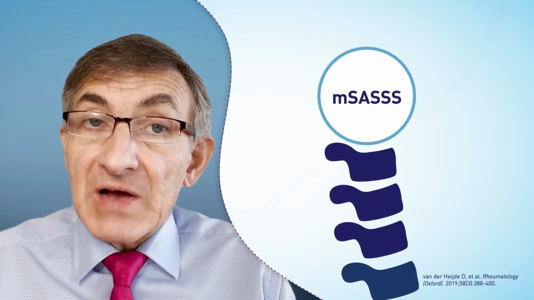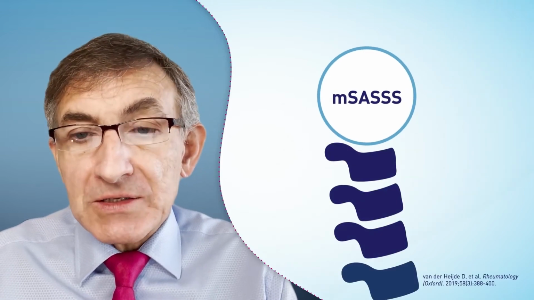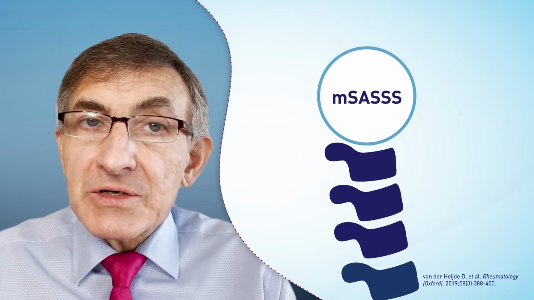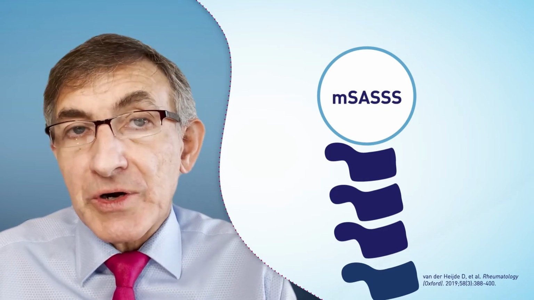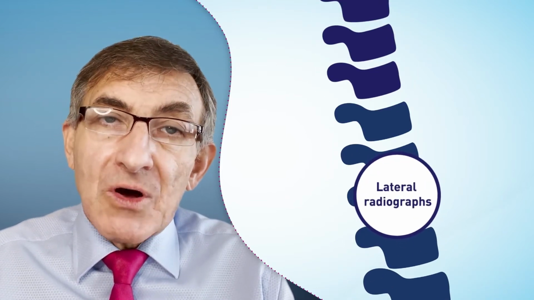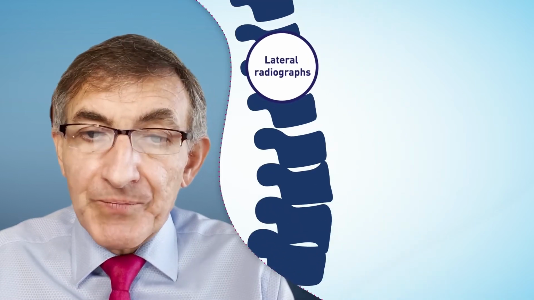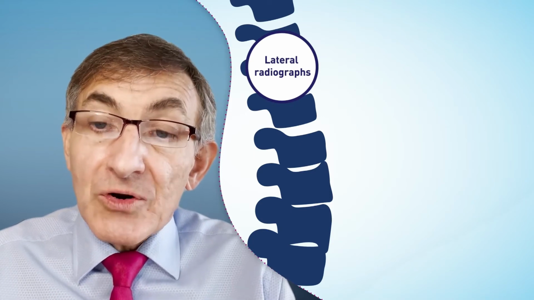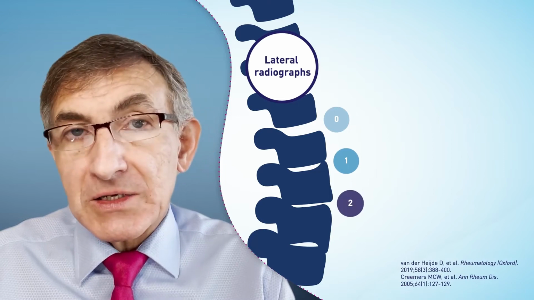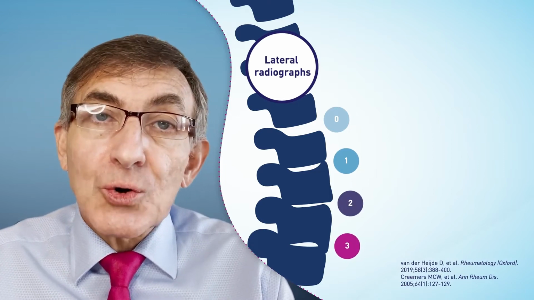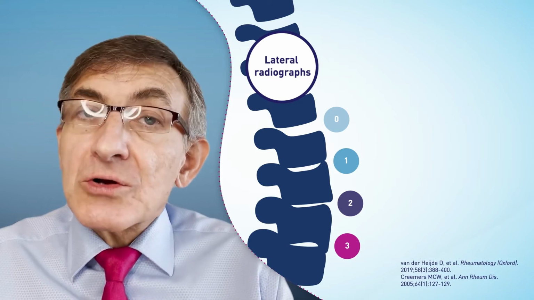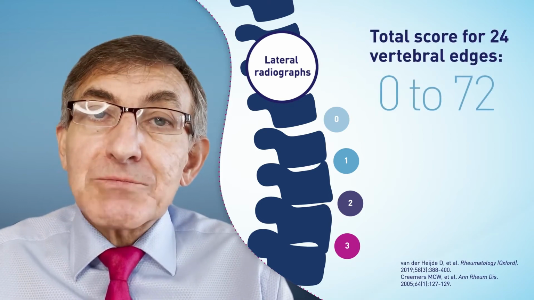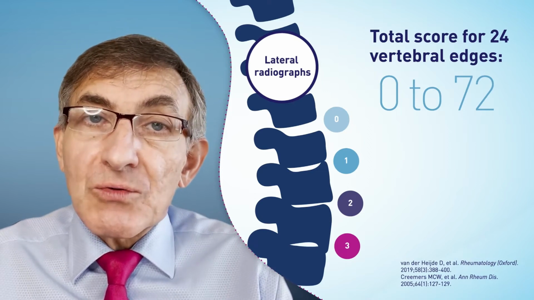For patients with radiographic axSpA, the mSASSS is a validated and widely used assessment that evaluates the severity of structural damage and progression of radiographic changes. The mSASSS requires lateral radiographs of the lumbar and cervical vertebrae and scores each upper and lower anterior vertebral corner from 0, indicating no abnormality, to 3, indicating total bony bridging. Across the 24 vertebral corners, the mSASSS total score ranges from 0 to 72.